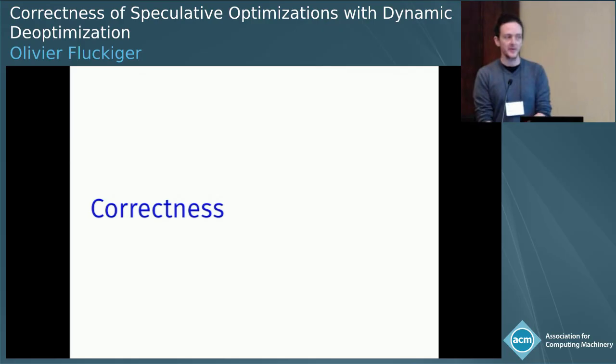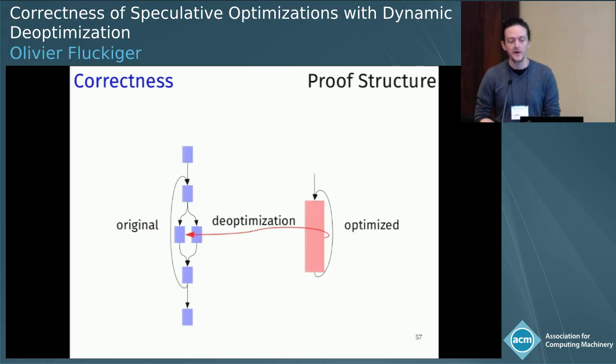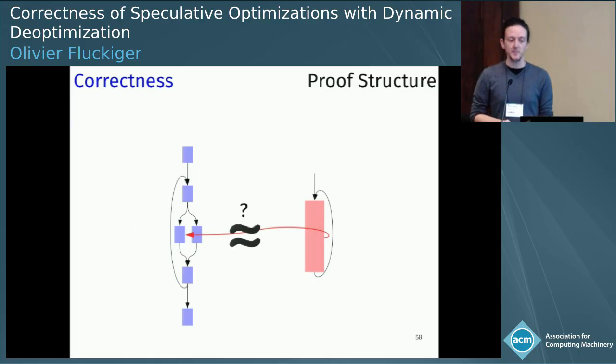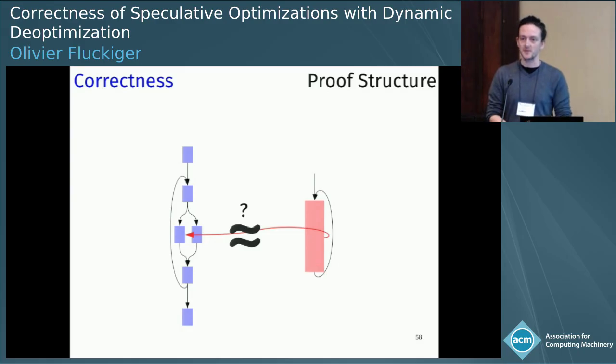Now let me talk a bit about the correctness part of this work. If I take a step back, this is how the whole thing looks. This is how a program looks. The blue part is the source code that we got. Then the red part is the speculatively optimized part, and then we have some exceptional control flow going from one to the other. We want to say something like the speculatively optimized part is equivalent to the source part.